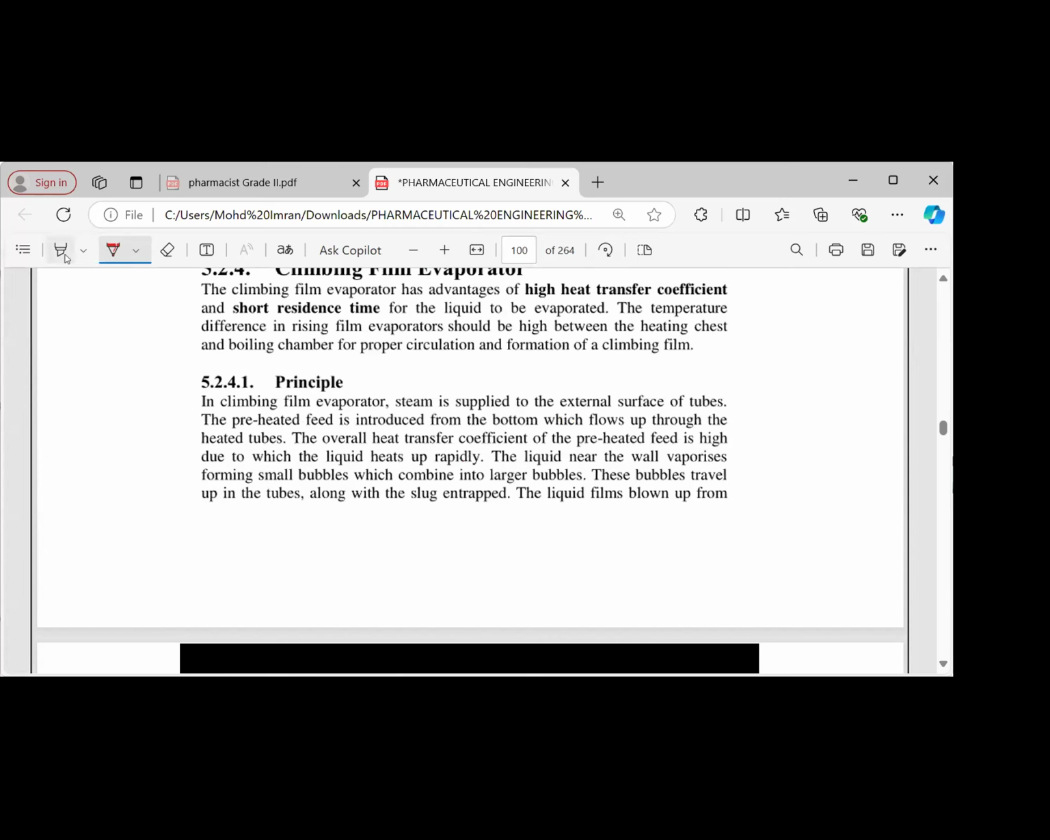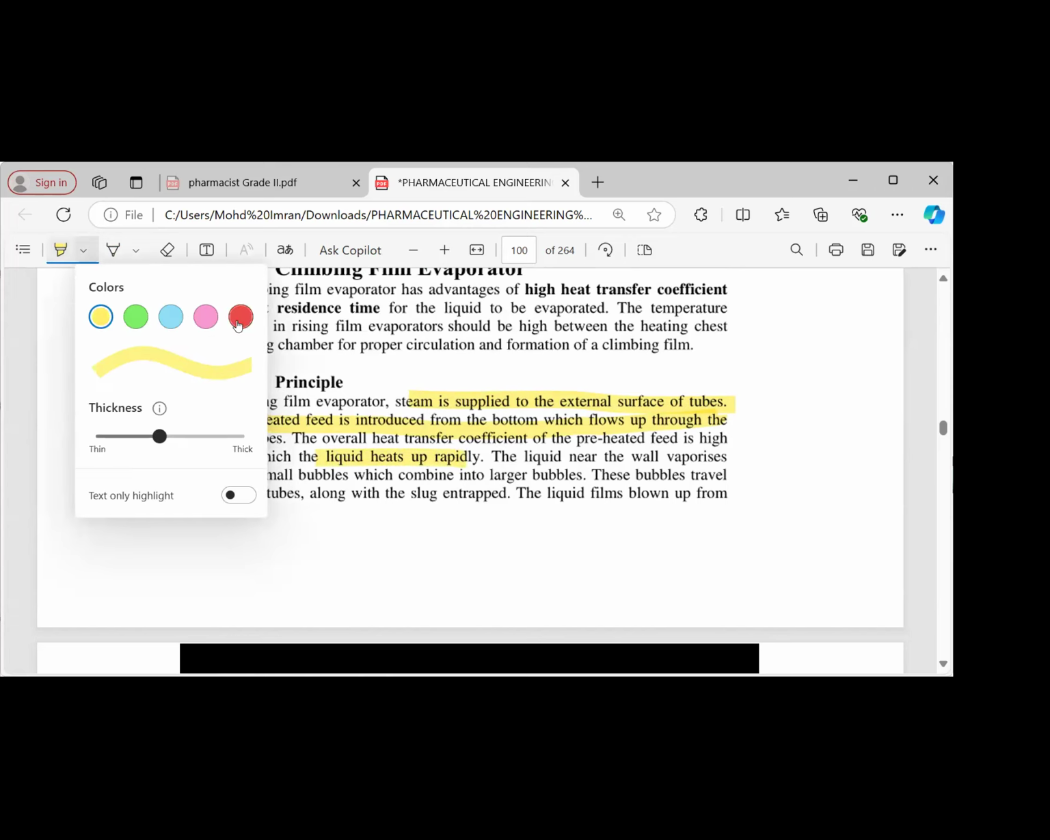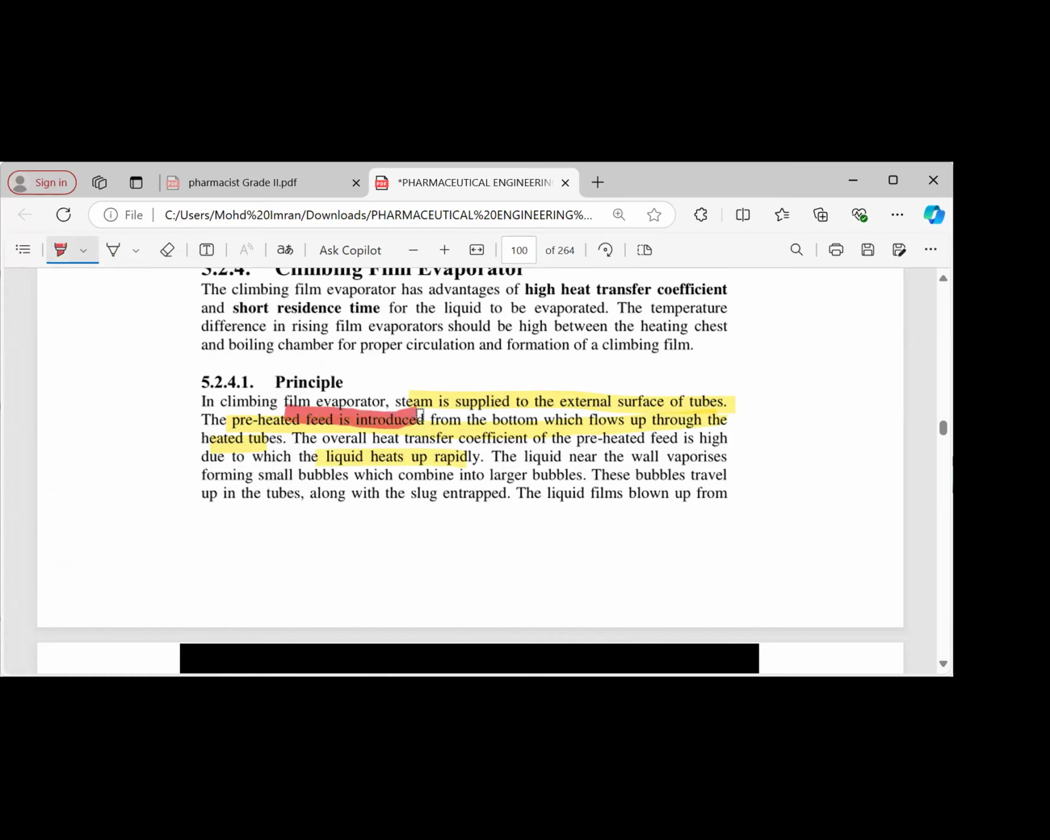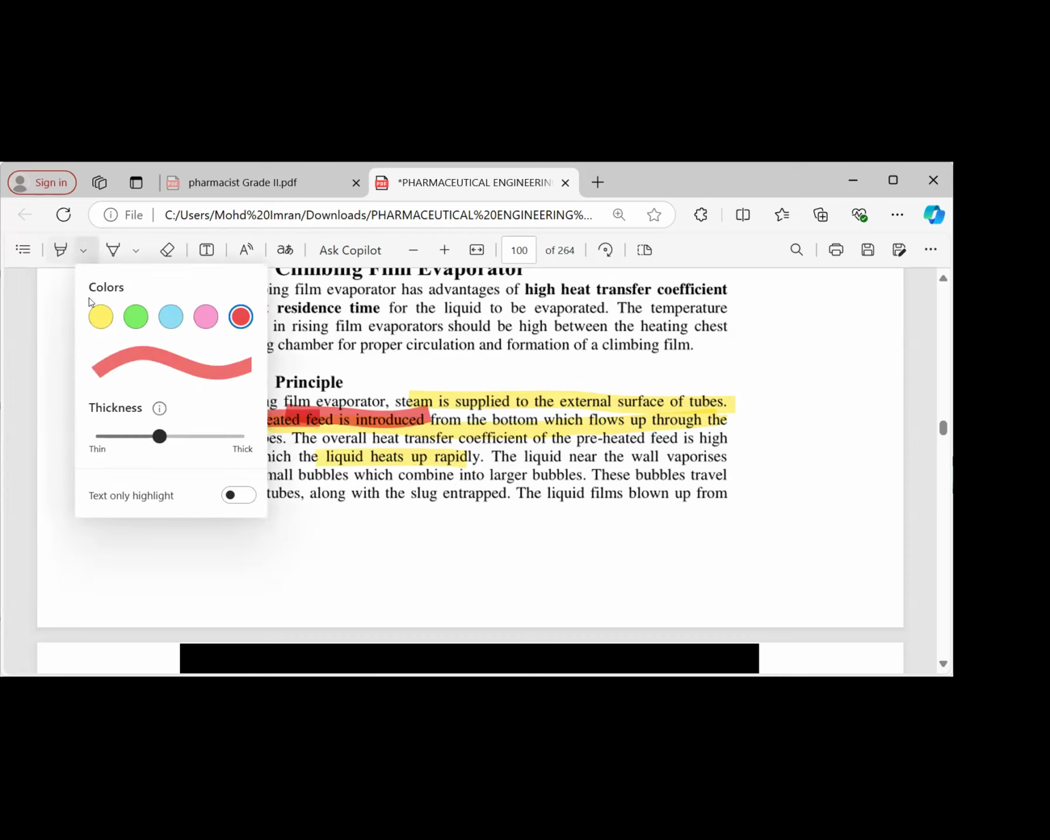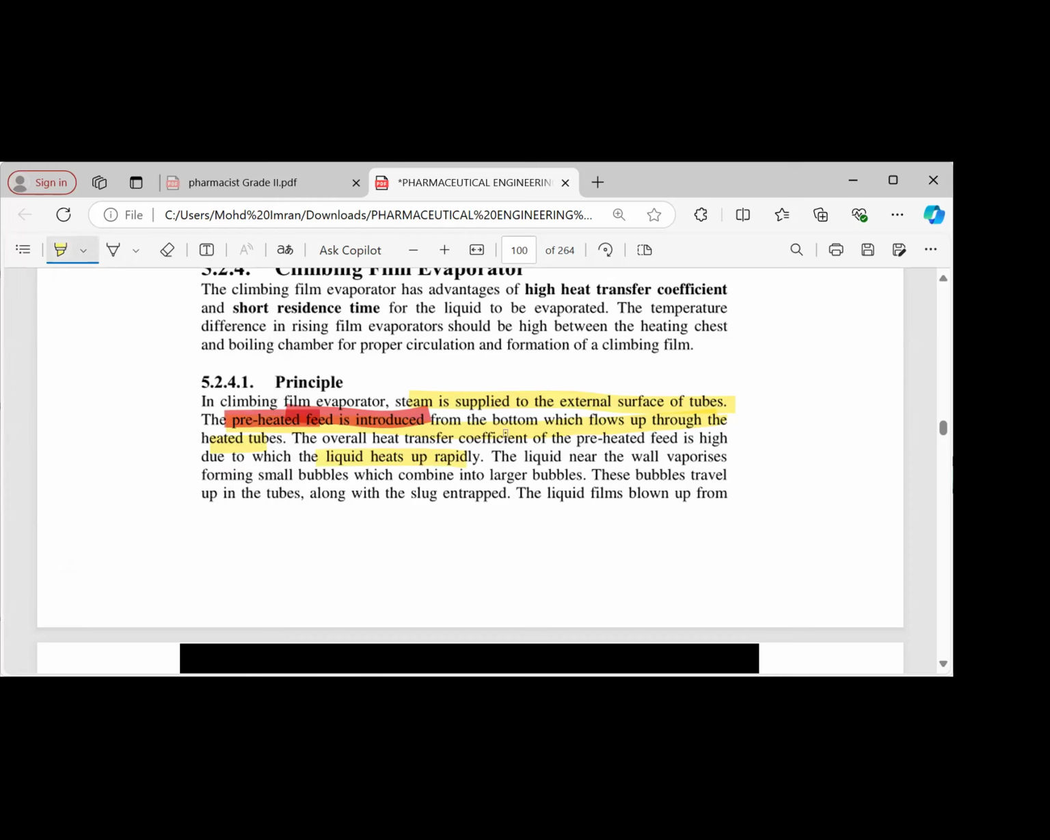Let's see the principle, very simple. In the climbing film evaporator, steam is supplied to the external surface of the tubes. Then preheated feed is introduced from the bottom, which flows up through the heated tubes. The overall heat transfer coefficient of preheated feed is high, due to which the liquid heats up rapidly. Already we are sending preheated liquid, so the liquid is heated up rapidly. Because it is preheated, right?